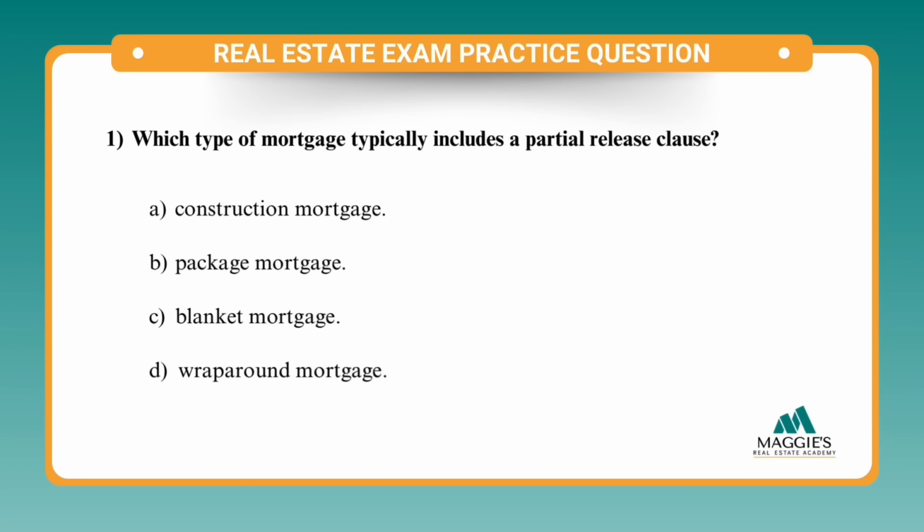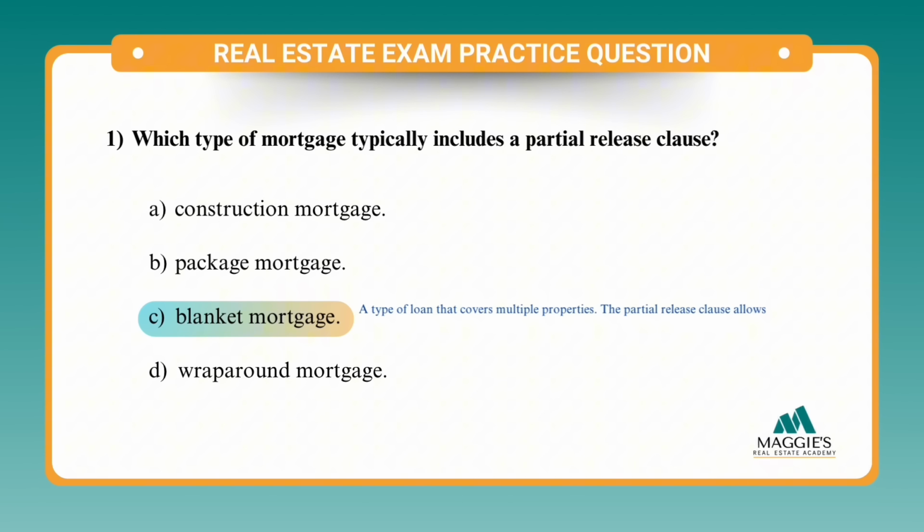Number 1. Which type of mortgage typically includes a partial release clause? Is it A, construction mortgage, B, package mortgage, C, blanket mortgage, or D, wraparound mortgage? The correct answer is C, blanket mortgage.